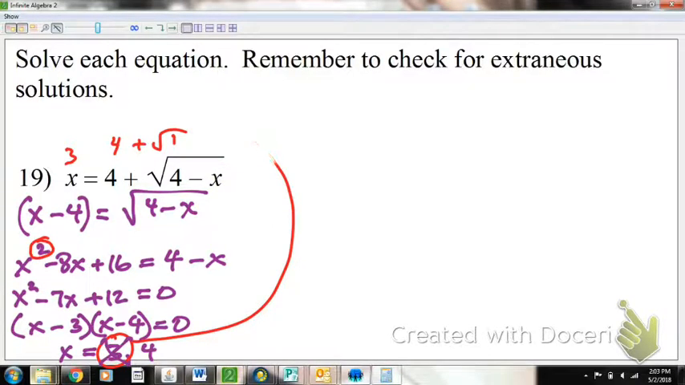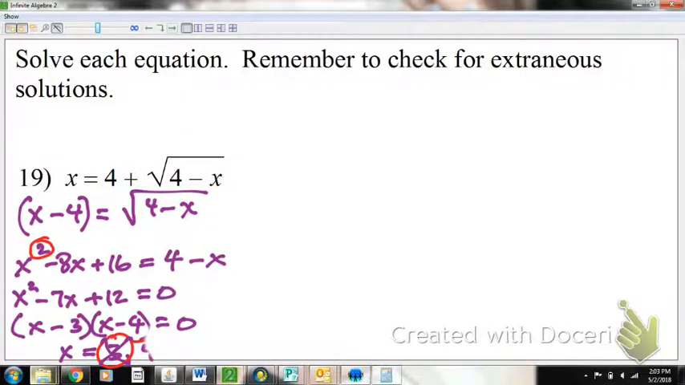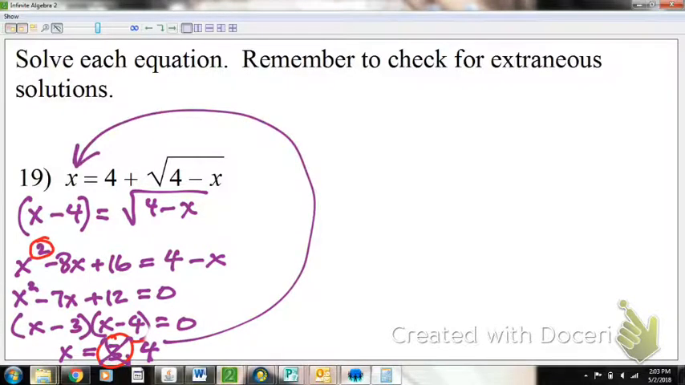Pretty sure that 4 will work, but we're going to check it because sometimes you actually create extra solutions. Some of these, you start out at the beginning and the problem has no solutions. But if we plug 4 in, I erased it. If we plug 4 in, we get 4 equals 4 plus the square root of 4 minus 4. And that works. 4 does equal 4 plus the square root of 0. So we'll keep 4 as our solution, and we're going to reject 3.